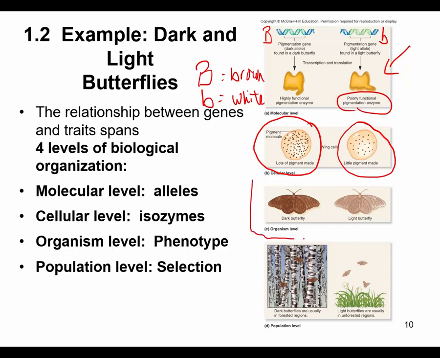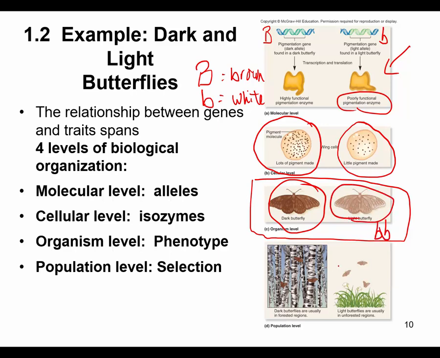And then at the organism level, if you have the big B gene, you are a dark butterfly. And if you have the little b gene, you are a white butterfly. What if you have the big B little b genotype? Well, if you are just like the big B, then that is a completely dominant recessive relationship. But if the heterozygote is someplace in the middle between homozygote dominant and homozygous recessive, then you might have some incomplete dominance there. And then at the population level, this is where environmental stresses select.